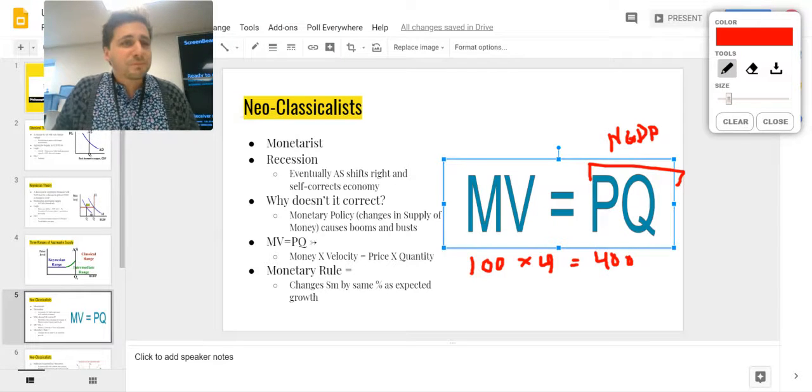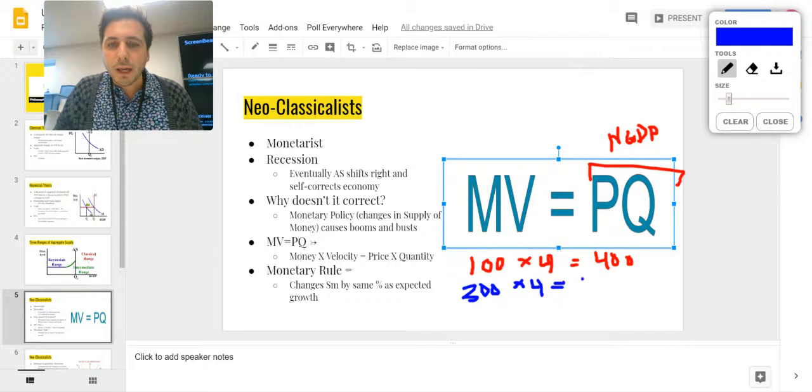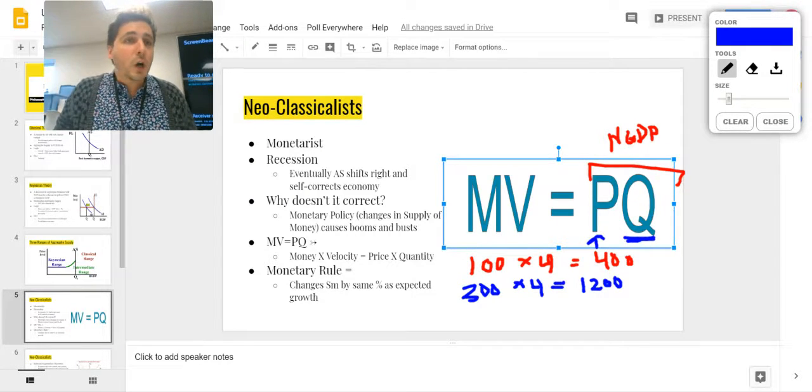Now what they're saying is that the Federal Reserve is coming in here, let me get a different color, and they increase the money supply, say, to 300 to try and fix our economy. And velocity stayed the same, so our nominal GDP is now 1,200. And they're saying you're creating fool's gold. It looks like our economy is doing really, really well, but what you're actually doing is you're not changing the quantity, you're changing the price. You're causing inflation, right?